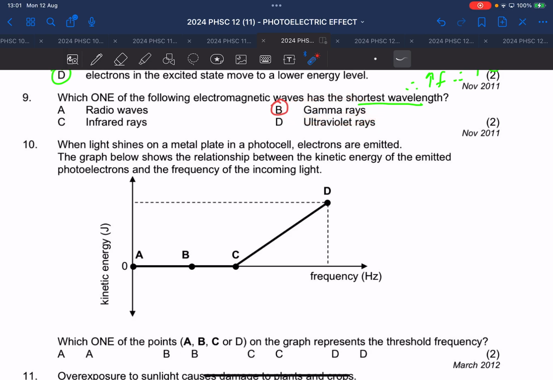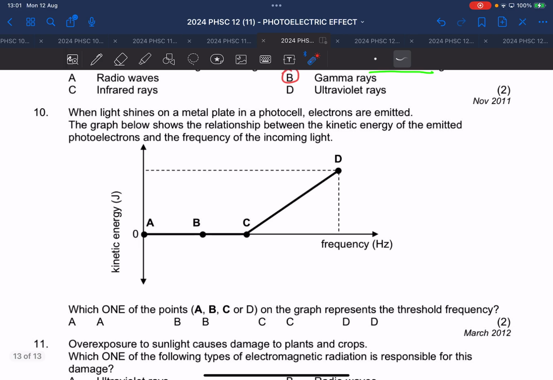Next one. When light shines on a metal plate in a photocell, electrons are emitted. The graph below shows the relationship between kinetic energy of the emitted electrons and the frequency of the incoming light. So you can see nothing being released. Here you see it starts to be released. And at D, they have a certain kinetic energy. So what will we call C there? Yes, the frequency where it will start to release. Which one of the points on the graph represents the threshold frequency? C.